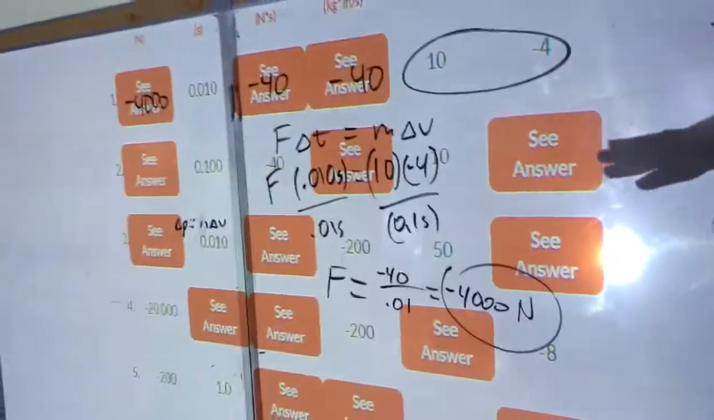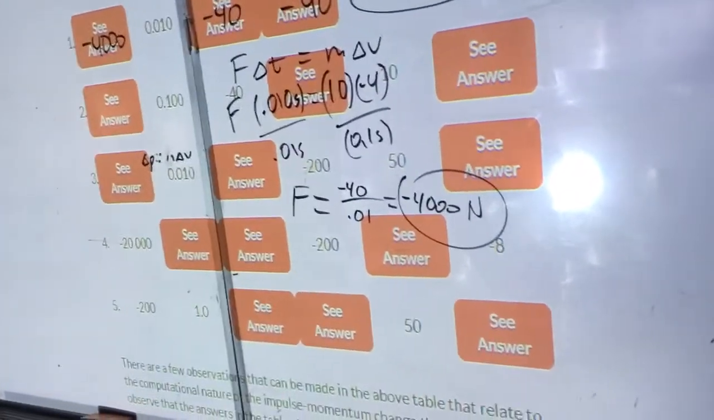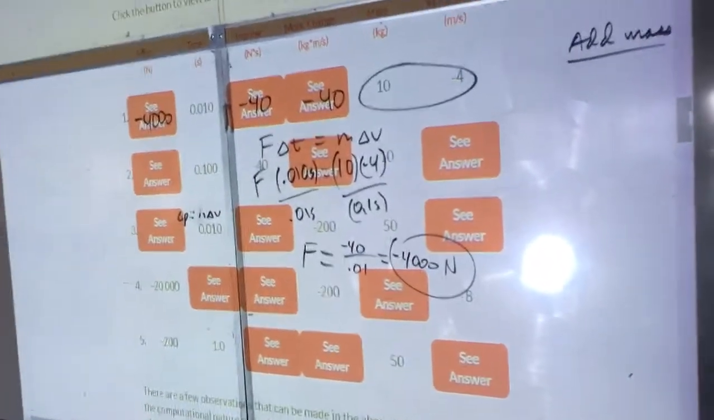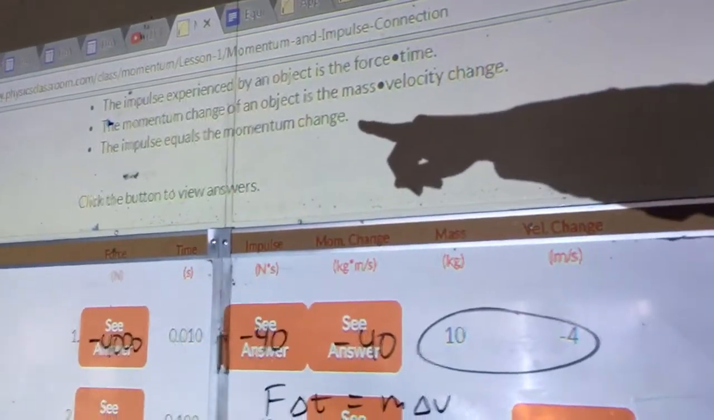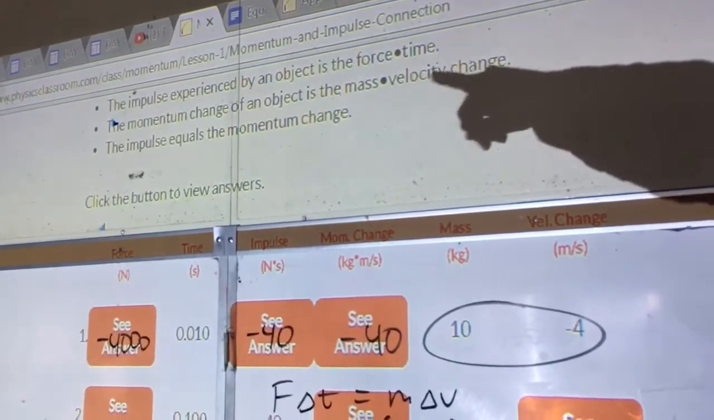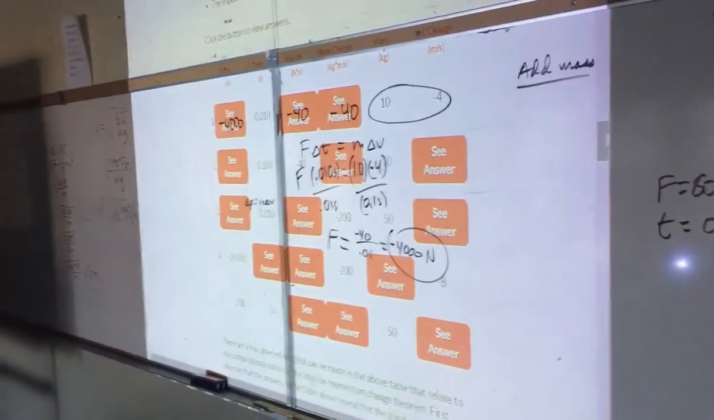You can do the same kind of steps for the rest of them, right? Figuring out what the unknown is and then isolating it, plugging in the numbers and solving, and you should be able to get all the answers without too much trouble. And again, the point here is for you to see that the impulse is equal to the change in momentum, that the impulse is equal to force times time, and that the change in momentum is equal to mass times the change in velocity. So that's the goal here. And then we'll do some more stuff for this tomorrow.